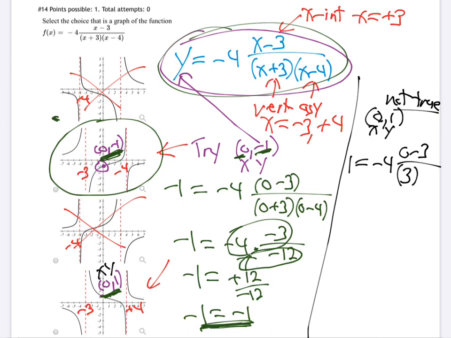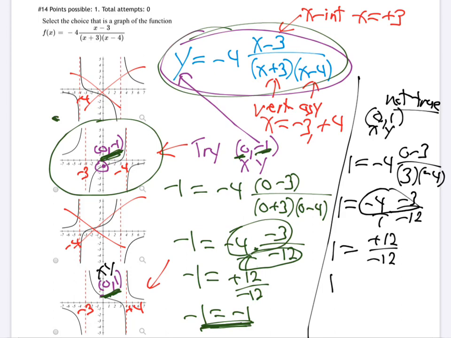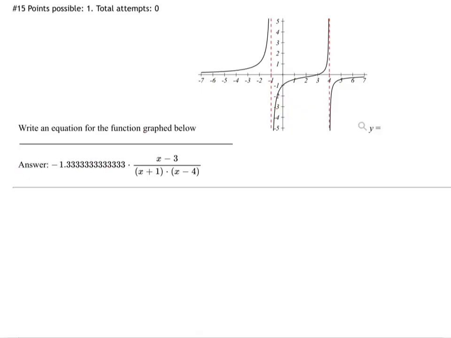I'm just going to save some time here. So that's going to be negative 4 times negative 3 over negative 12. Put it over 1, multiply. These multiply on the top. Negative times negative is positive 12 over negative 12. 1 equals negative 1, not true. So no to that one. So it's just this one. There we go. All right, so on this one, same kind of thing.